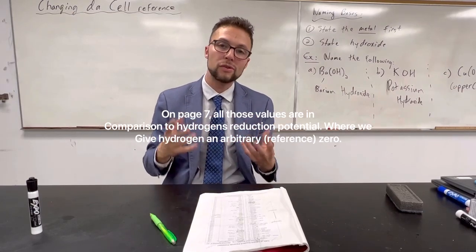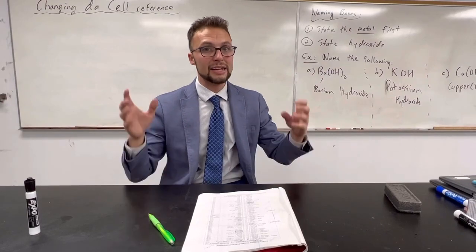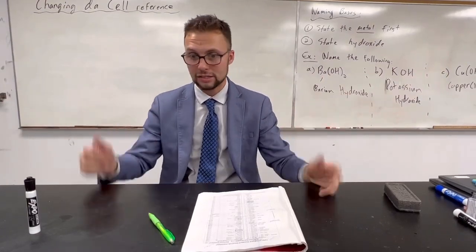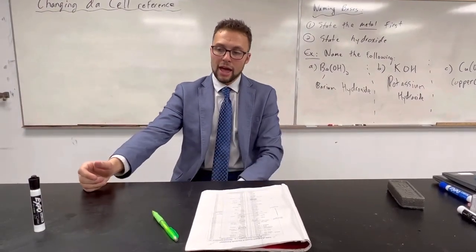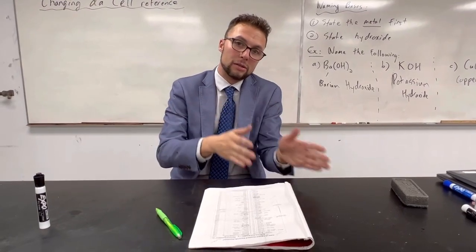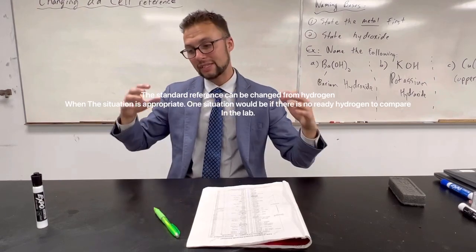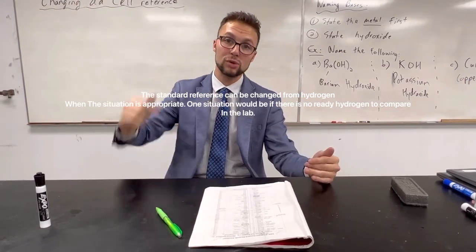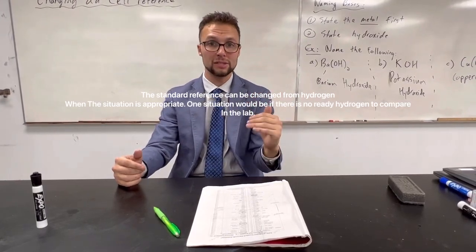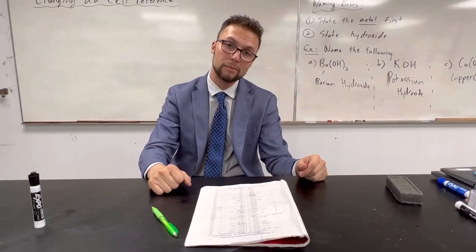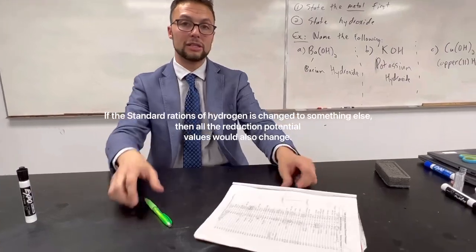Now, what happens if you're in a lab and hydrogen isn't readily accessible? I need to know the energies in my reaction, and I don't have hydrogen available to compare it to. Then I would set a new standard to zero, meaning I would set something else to zero and compare everything else to that. The thing is, when you change the cell reference from hydrogen to something else, all the values in the data booklet would change as well. So to give you a better idea, let's take a look at the data booklet.